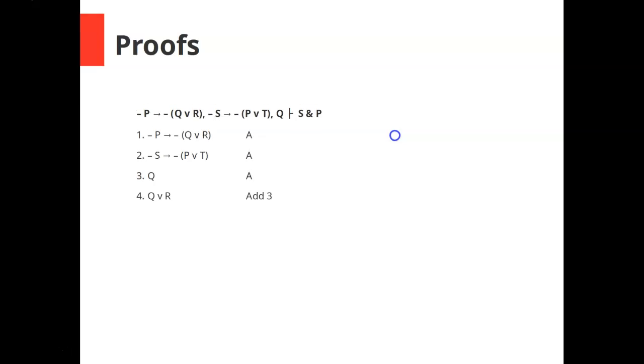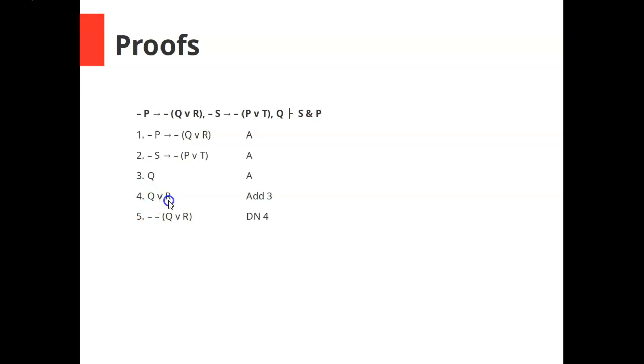Notice what we can do with Q. We can add R by the rule of addition. Why would we want to do that? Well, if you look at 1 and 4, you're really close to being able to use modus tollens like we sort of set out to do, or like we sort of mentioned. All we have to do is add the double negation.